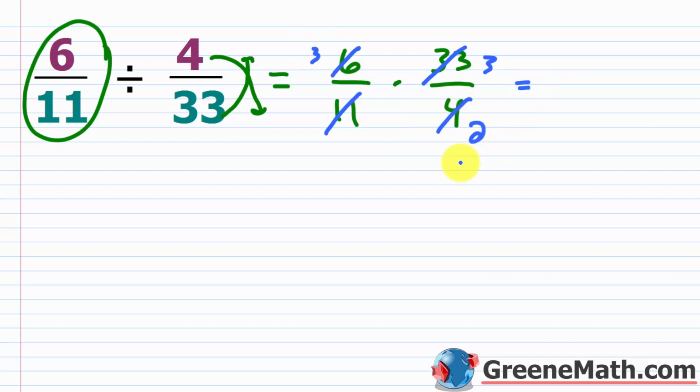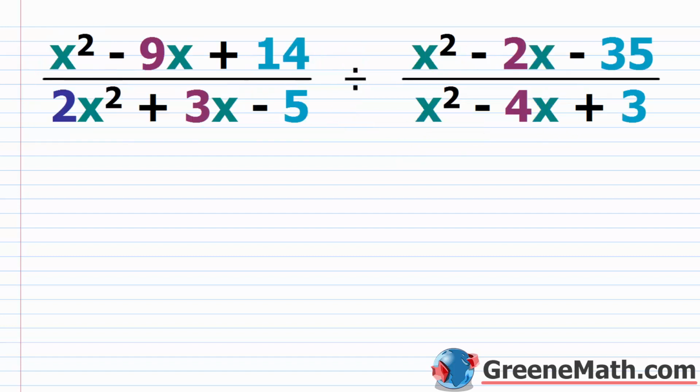So this is going to give me what? It's going to give me 3 times 3, which is 9, over just 2, right? Because this is 1, it's been canceled. So this is 1 times 2, or just 2. So the answer there is just 9/2. Very simple process. And we're going to do the same thing here. So we'll look at the x squared minus 9x plus 14 over 2x squared plus 3x minus 5 divided by x squared minus 2x minus 35 over x squared minus 4x plus 3.